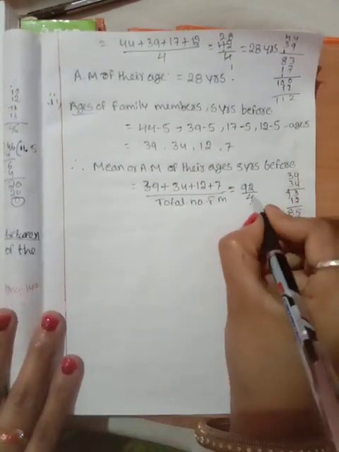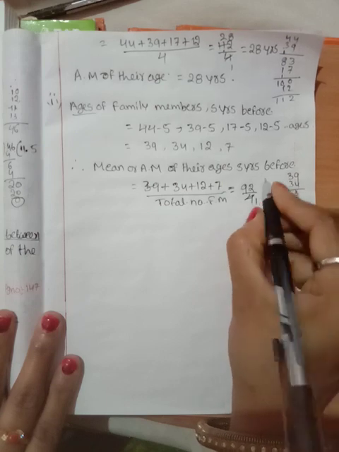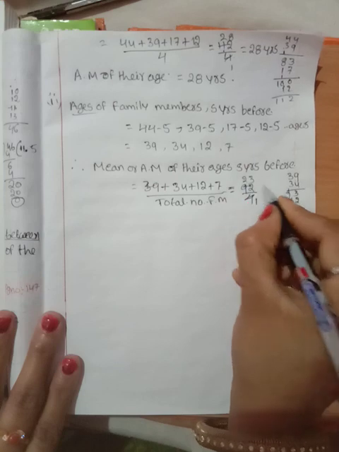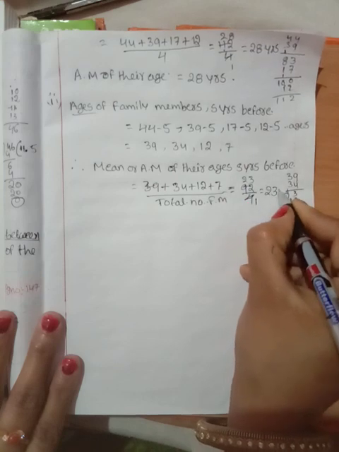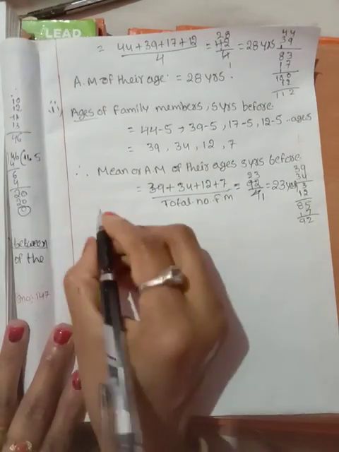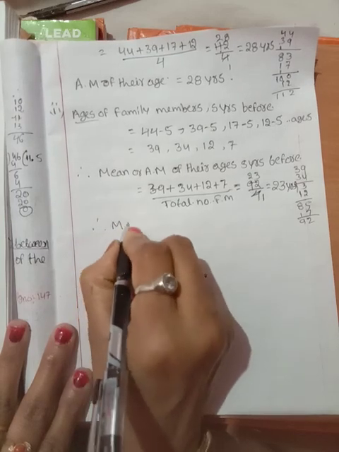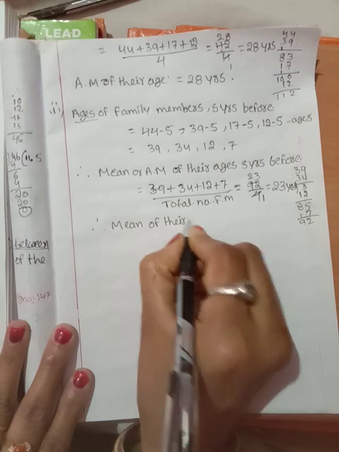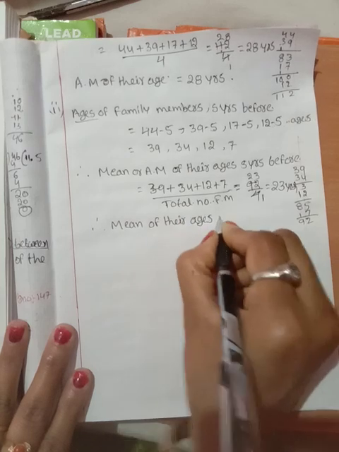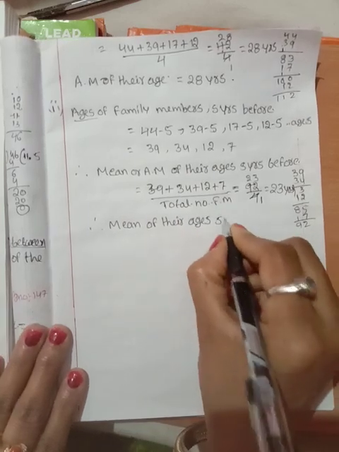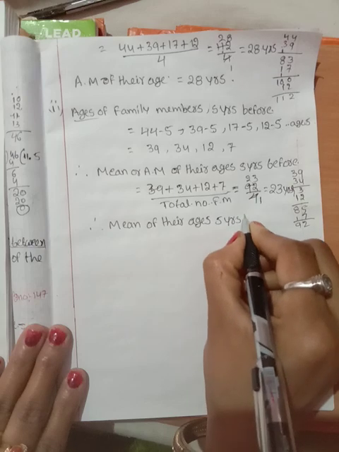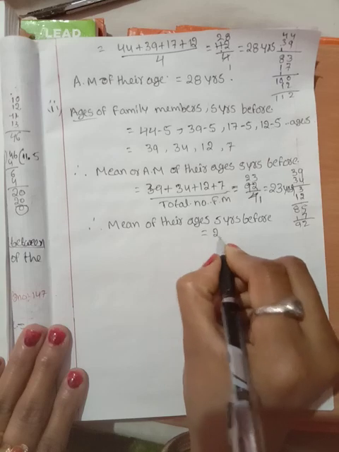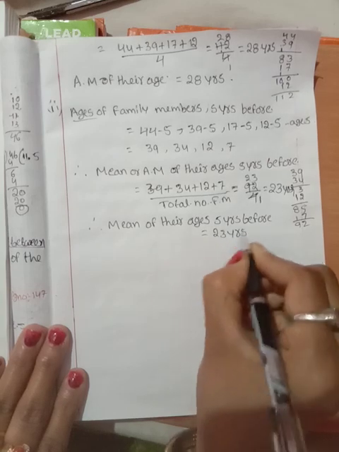You can understand, guys. Simplify this fraction. 4 ones are 4, 4 twos are 8, and 4 threes are 12. So that's why it is 23 years. So the mean of their ages 5 years before equals 23 years.